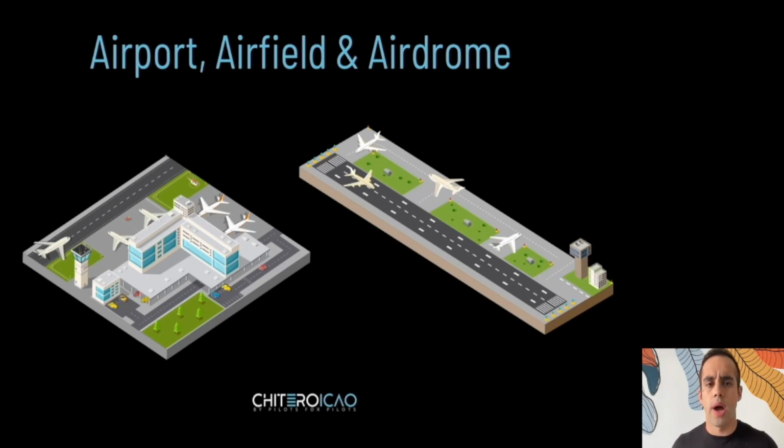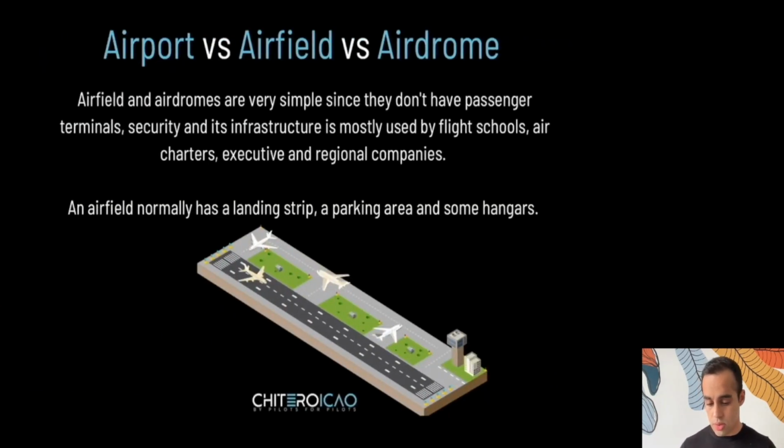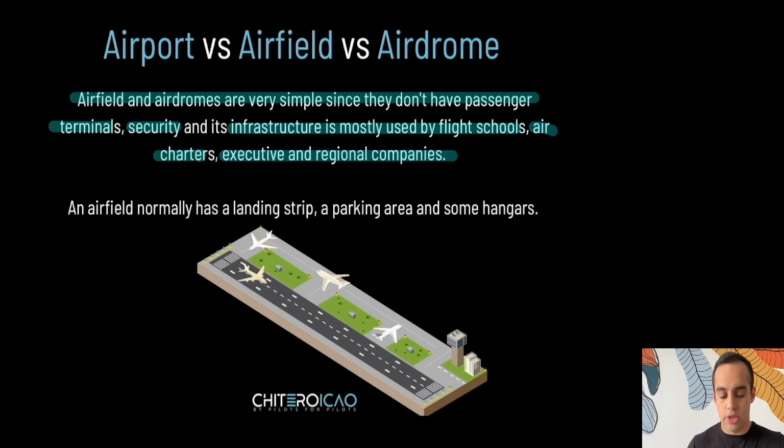I haven't seen it in a while, but they used to ask what is the difference between an airport, an airfield, and an airdrome. Basically, an airport will be an airfield or an airdrome, since the airport has all the facilities and the airdrome doesn't have facilities to embark or disembark passengers and cargo. It's much more simple. An airfield and airdromes are very simple since they don't have passenger terminals, security, and its infrastructure is mostly used by flight schools, air charters, executive, and regional air companies.